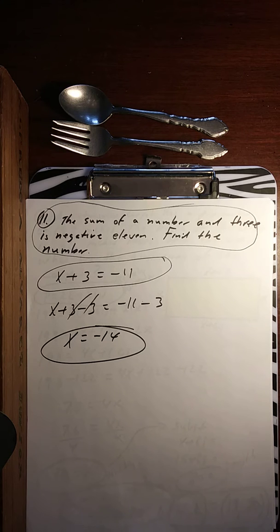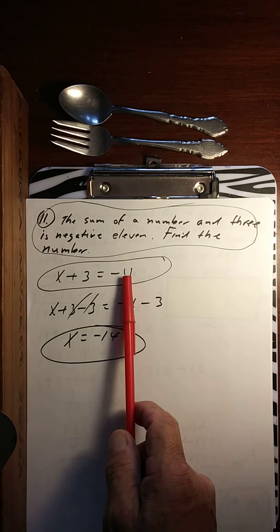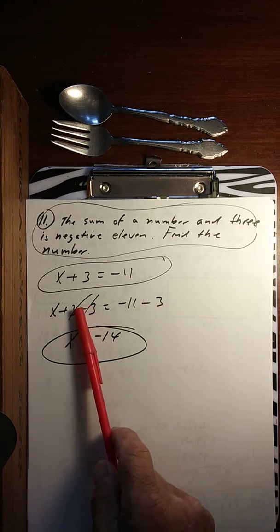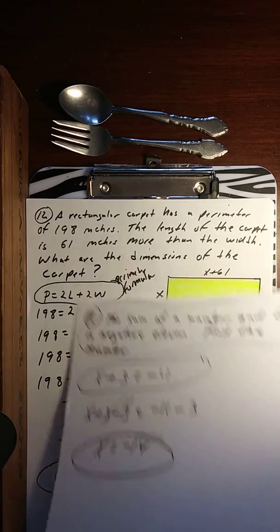The sum of a number and 3 is negative 11. Find the number. So x plus 3 has to be negative 11. So minus 3 on both sides. Yep, these will be gone. So x is negative 14.